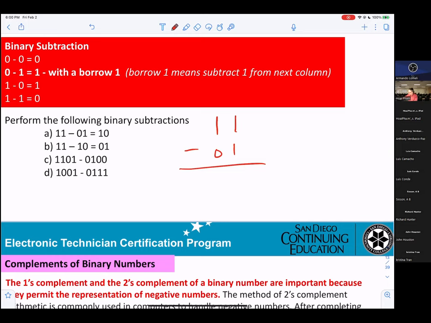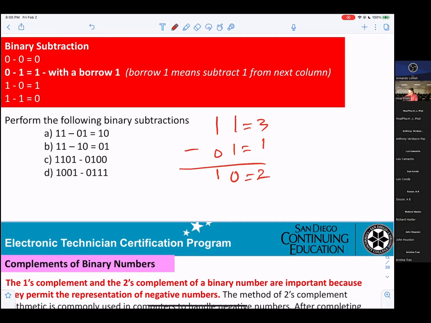One minus one, zero, right? One minus zero is one. If you go by the decimal, 1 1 is number 3, 0 1 is number 1, 1 0 means number 2. 3 minus 1, you get a 2. Okay, now try another one.